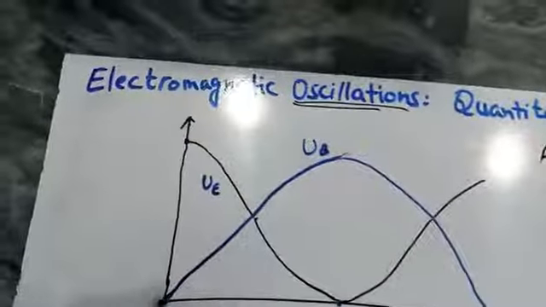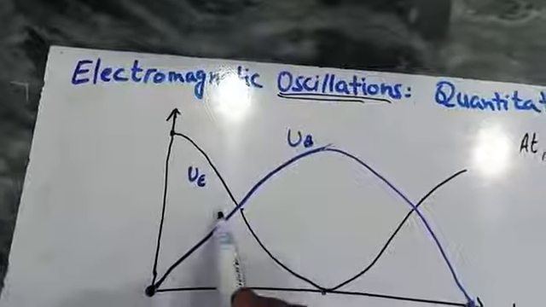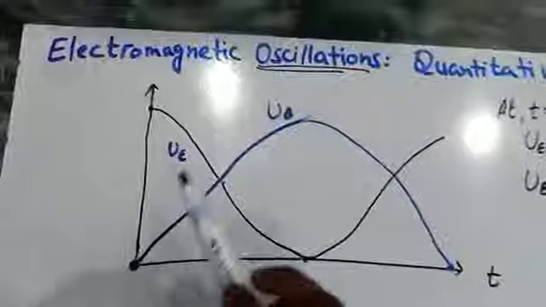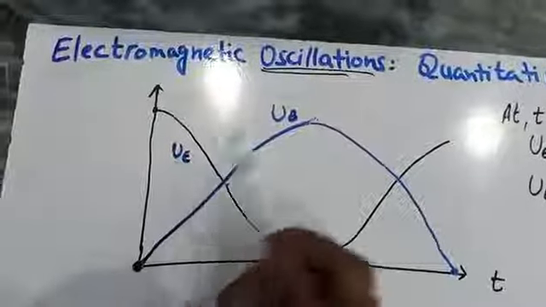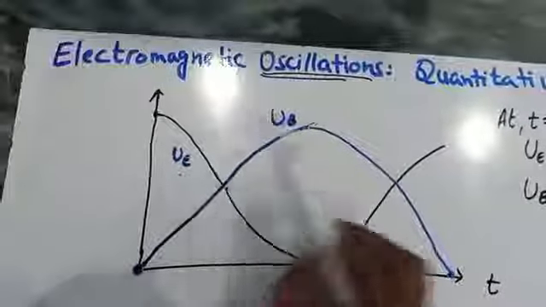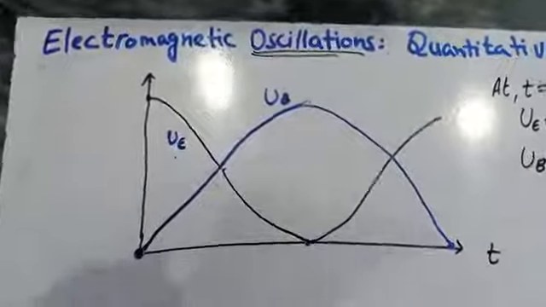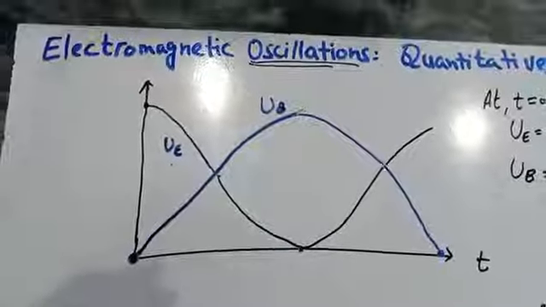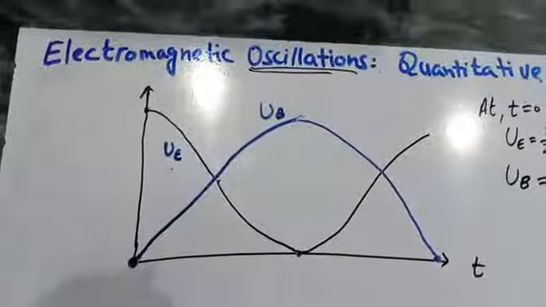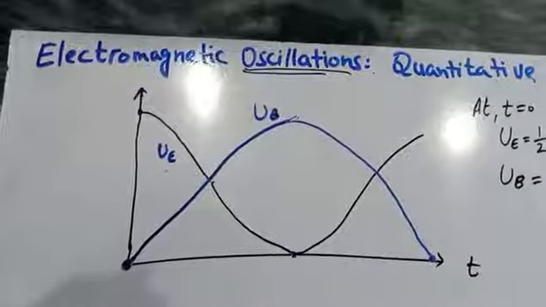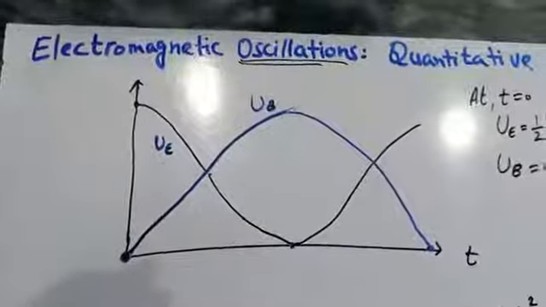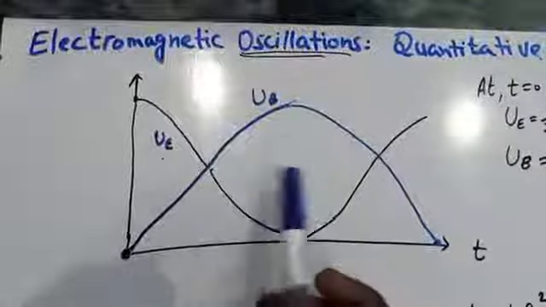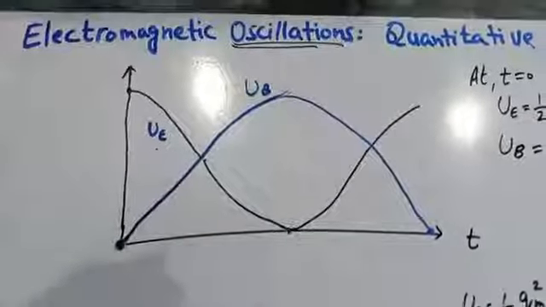So in this way, we can represent the variation of electric energy and magnetic energy with respect to time. Energy oscillates between electric and magnetic fields. Total energy at any instant remains constant. When electric energy decreases, magnetic energy increases, and when electric energy increases, magnetic energy decreases. So in this way we can see the relation between oscillations of electric and magnetic energy with respect to time.